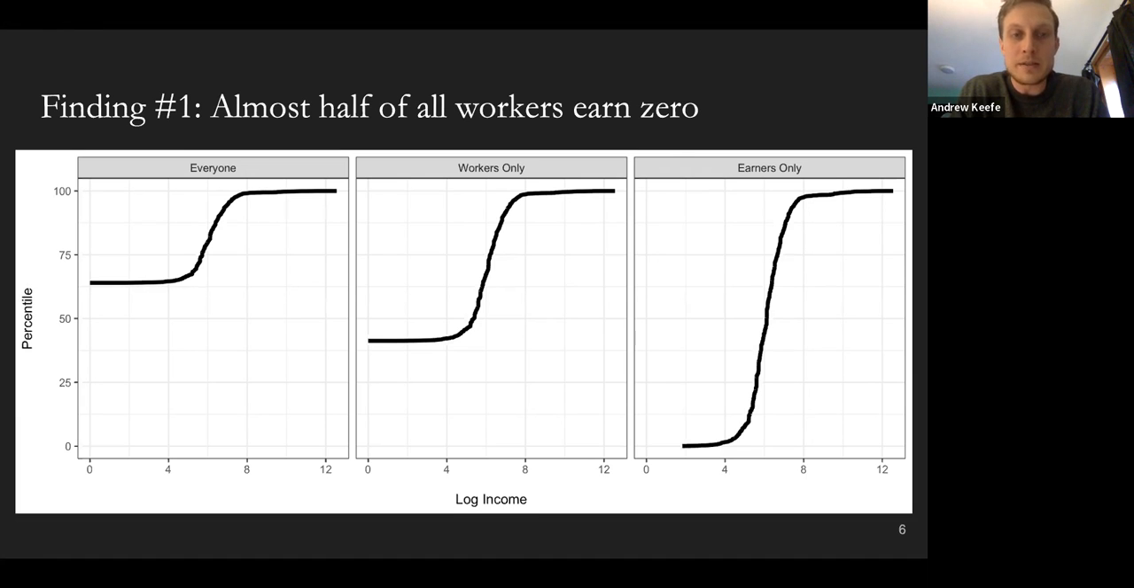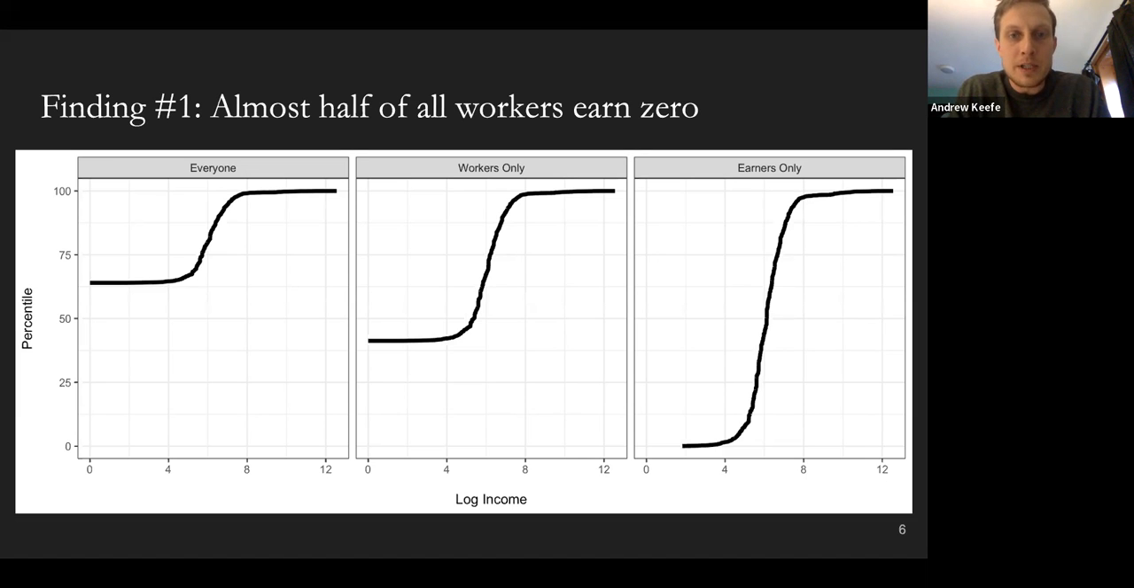corresponding level of earnings. So in the first panel to the left, labeled everyone, you can pick a percentile at random and ask, what are the earnings of someone at this percentile of the income distribution? What you see is that someone at, say, the 75th percentile of the earnings distribution of everyone in prison makes about five log dollars, or about $150 per year in 2014 dollars from prison labor. That's about 50 cents per day, not much money.